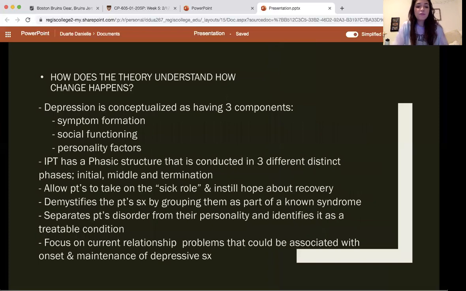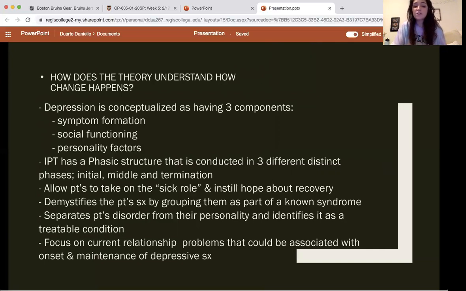So that brings me to how the theory understands how change happens. This theory views that depression is conceptualized as having three different components. Symptom formation, so the formation of different depressive symptoms and how they come about. Social functioning, how you would function in a social setting or around peers, and personality factors, how personalities may change, how they could stay the same, kind of things like that.